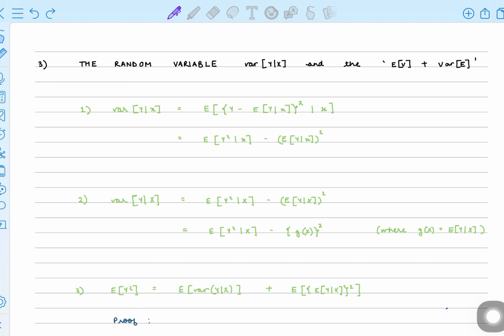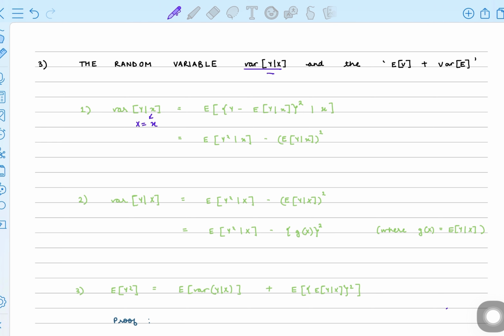This is called conditional variance and it is written as follows. The formula for this is: the first case occurs when we know that the random variable x has a particular value small x. In this case, our formula is given by expectation of y square given small x minus expectation of y given small x whole square.